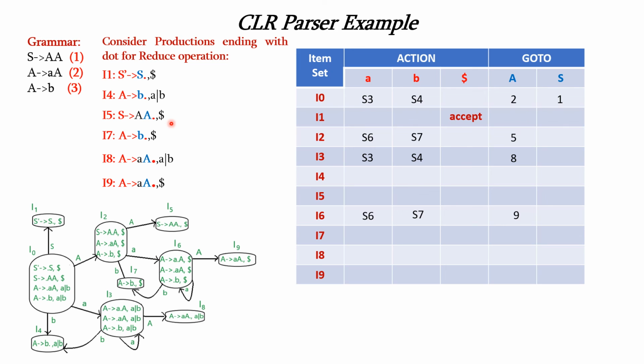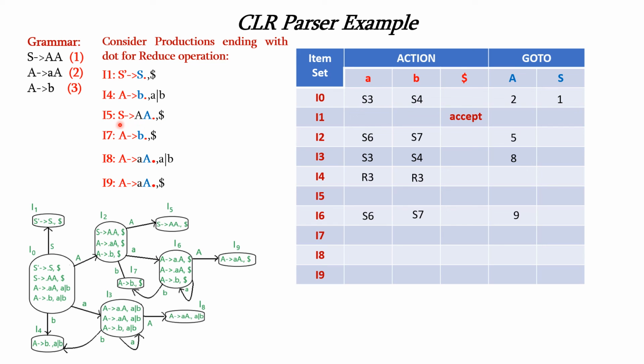Next, the first one, S dash tends to S dot comma dollar, is always accept, so we leave this production. Consider the second one, that is I4, A tends to B dot. The production number is 3. So we have to consider the lookahead symbols, that is A and B. On the row I4, for A and B we write the relevant production number of A tends to B, which is 3. So on I4 for A and B we write R3.